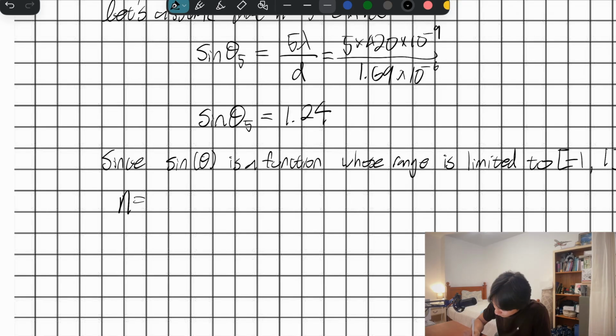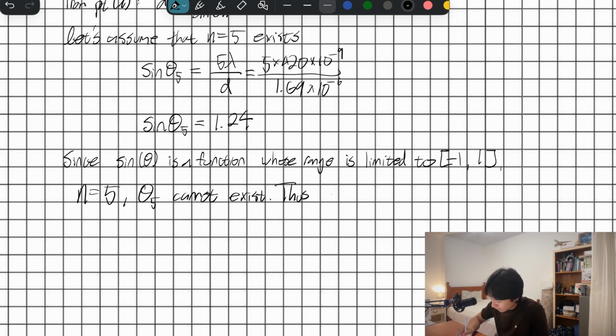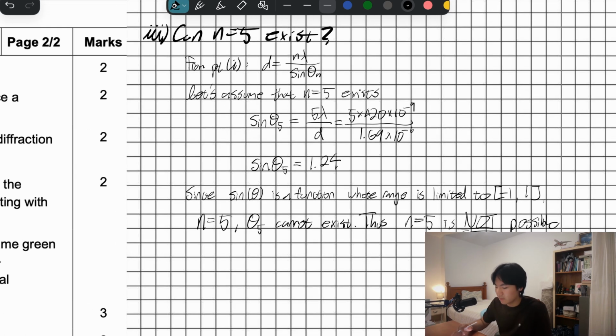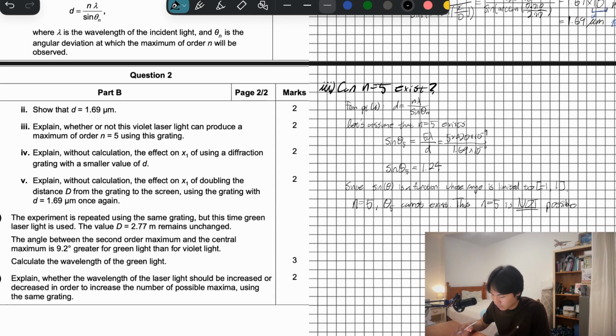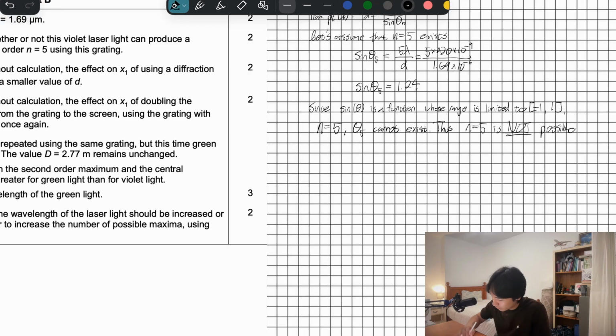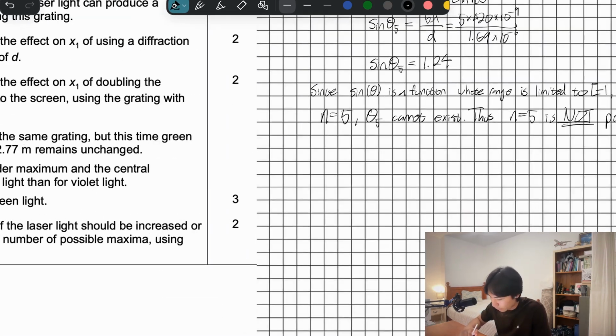N equals 5, or in other words, theta 5 cannot exist. Thus, n equals 5 is not possible. So for this question, it was a mathematical argument, and it is sufficient. Okay, let's go with part 3 and part 4.